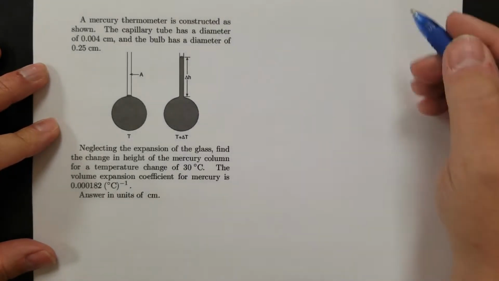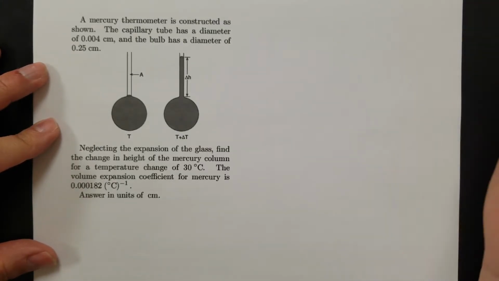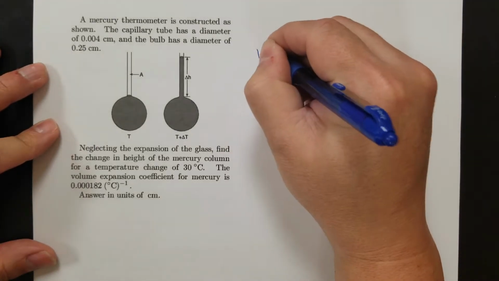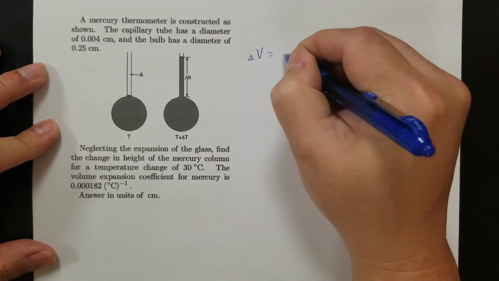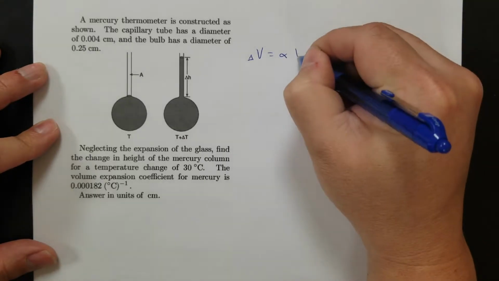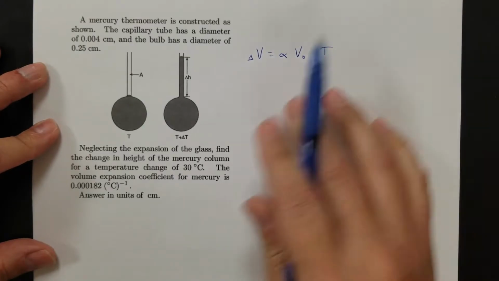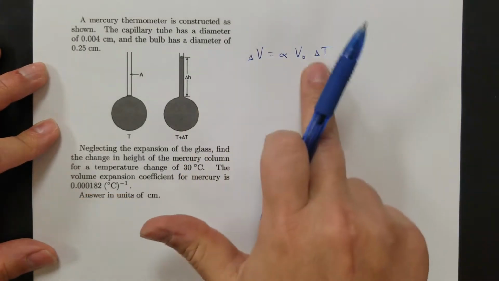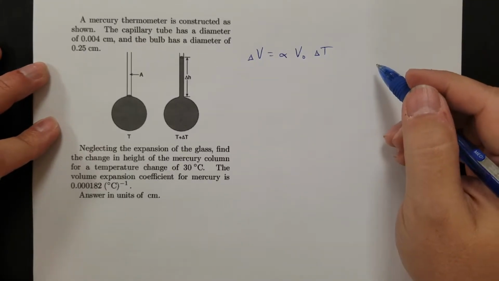So the volume expansion equation is exactly the same as the length one. All I'm doing is swapping out length for volume. So my change in volume, delta V, is going to equal my coefficient times my initial volume times my change in temperature. That's the exact same equation as the length one, except before it said delta L and L naught. Same thing, right? And what else do we know?